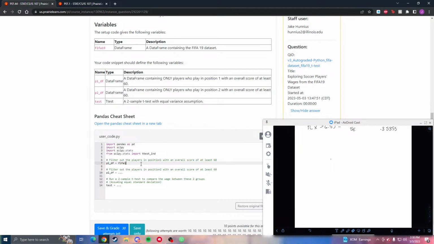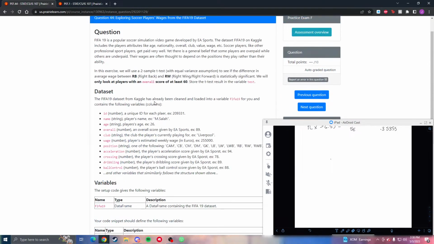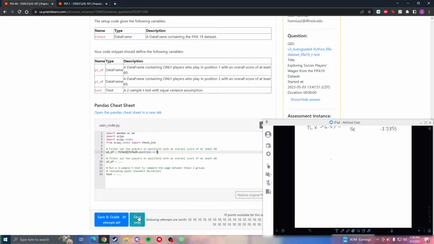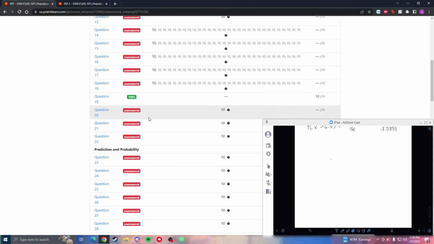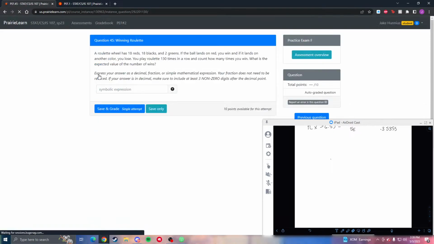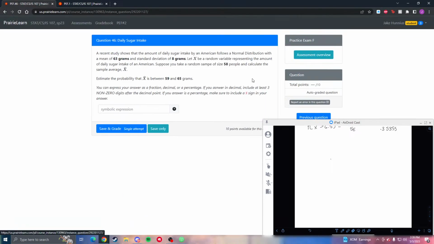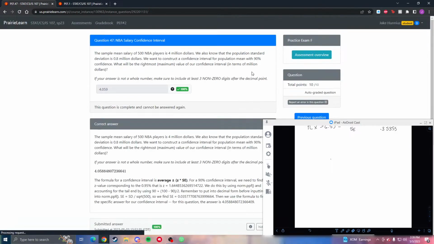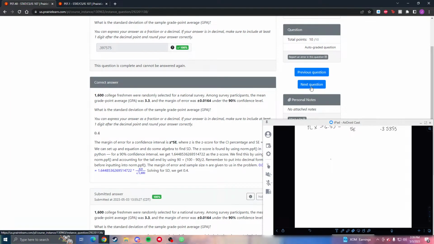So this is going to be FIFA 19, FIFA 19 dot position 1. Hypothesis testing. No, we're getting to hypothesis testing soon. I will actually just come back to this one later. Winning roulette. Not that. Not that.